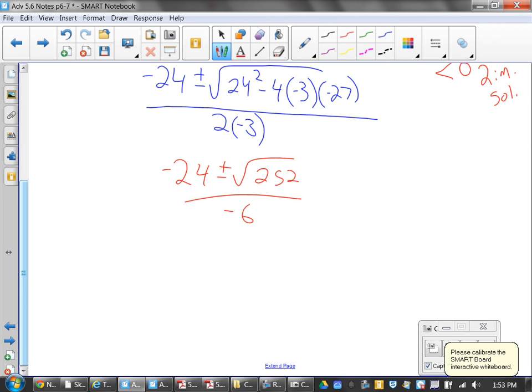Now, at this point, you'd have to simplify your root 252. 16 goes into it, maybe? 36? Take 252 divided by 36, it's 7. So you get negative 24 plus or minus 6 root 7 over negative 6.